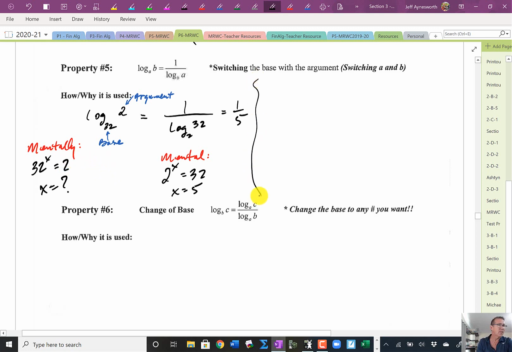Let me show you one more time. Let me give you some more experience here. Let's suppose we have log base 7 of 3. What is this equal to?